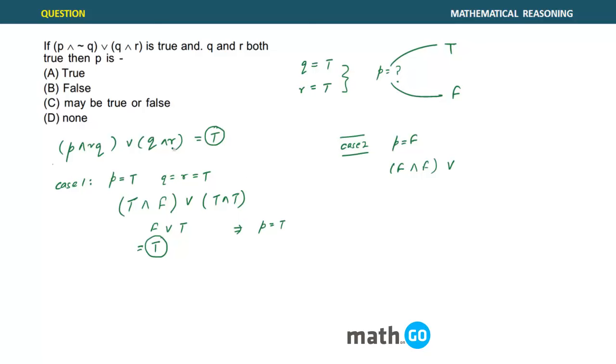Or Q intersection R, this will be T intersection T. This F intersection F is F, or with the A, T and T is T only. F or T will again give you T. This is again true, right? If you see, this comes out to be again true because the statement is true. So that means P can take both the values T and F. So the answer is C.